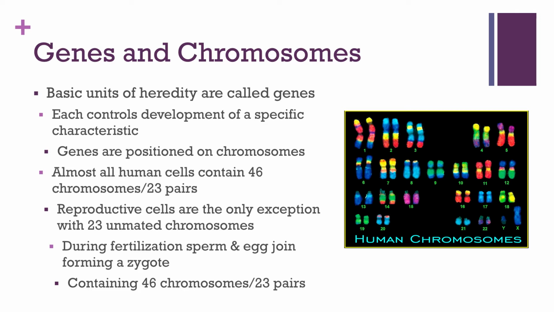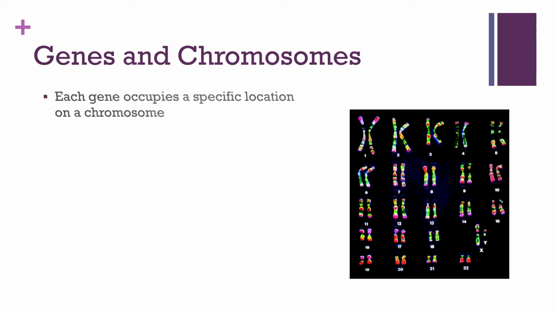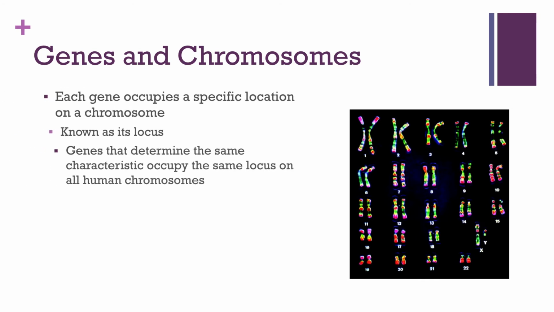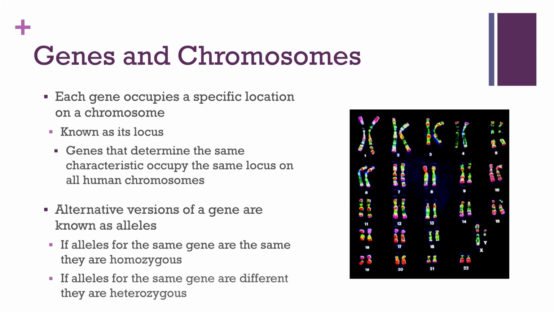During fertilization, when the sperm and the egg join, they form what's called a zygote, which is the fertilized egg with the correct number of chromosomes. So a zygote now contains 46 chromosomes, or 23 pairs. Each gene occupies a specific location on a chromosome. This is known as its locus. Genes that determine the same characteristic occupy the same locus on all human chromosomes. Remember, alternate versions of a gene are known as an allele.